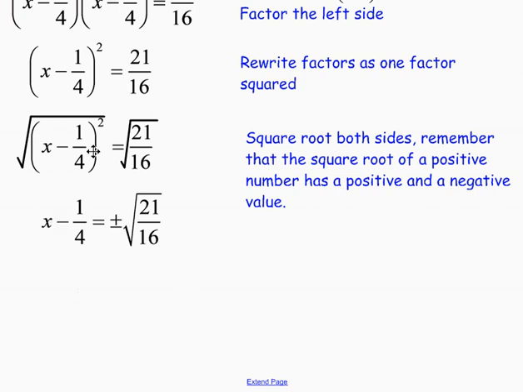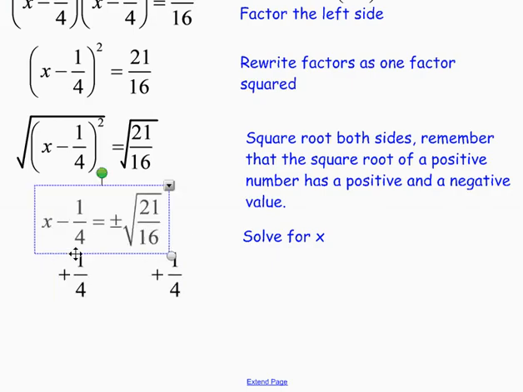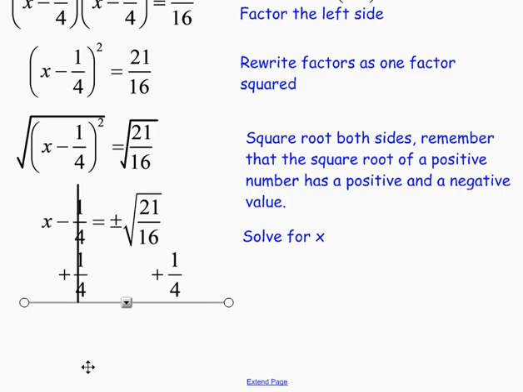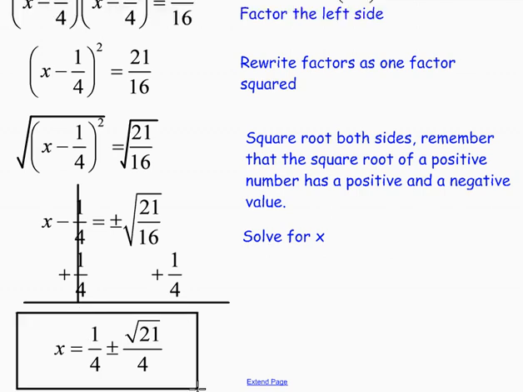And then on the left side, you're just going to lose the square because you're square rooting a square. So you just get x minus 1 over 4. And now you just follow the mechanics of solving for x, try to get x by itself. Add 1/4 to both sides. These cancel out. And you get x equals 1 over 4 plus or minus radical 21 over 4. And that is our final answer.